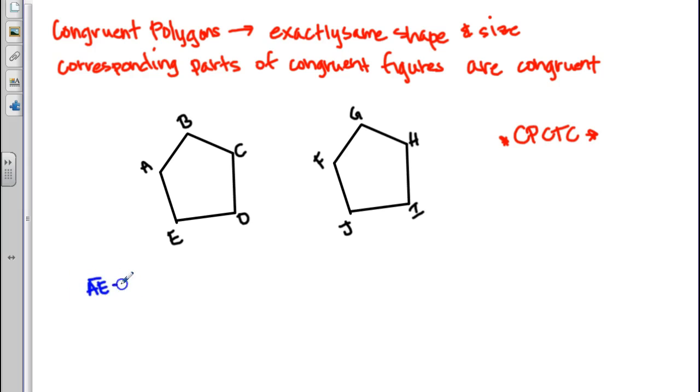So first let's start with segments. Segment AE is congruent to segment FJ. All right, so I have this one. All right, let's keep moving on. Segment AB is congruent to segment FG. If you would like to pause the video and finish these side lengths out, that would be great. And you can also go ahead and grab the angle measures if you want to.